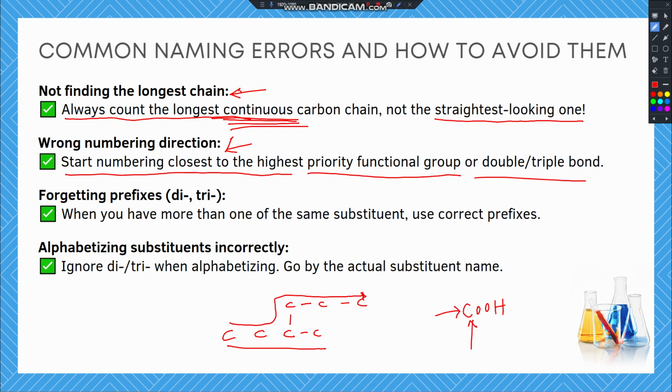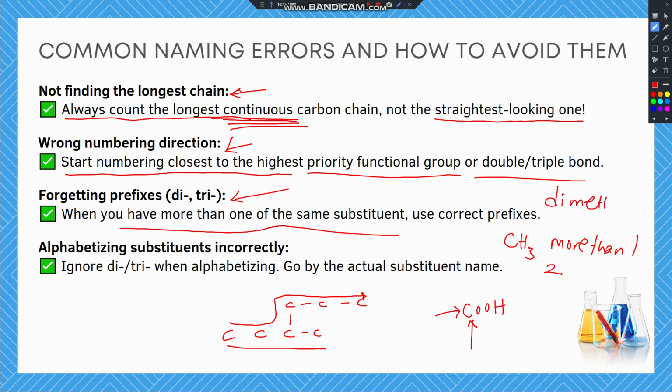closest to it. And then the next thing that students make as mistakes is that they forget the prefix. They forget the prefix, okay? When you have, for instance, more than one of the same substituent, let's say you have CH3 appearing more than once, appears more than one time. So let's say it appears 2 times. Instead of you to now say dimethyl, you just use the name methyl, which is very wrong. Okay, when you have more than one of the same substituents, use correct prefixes to identify their presence.